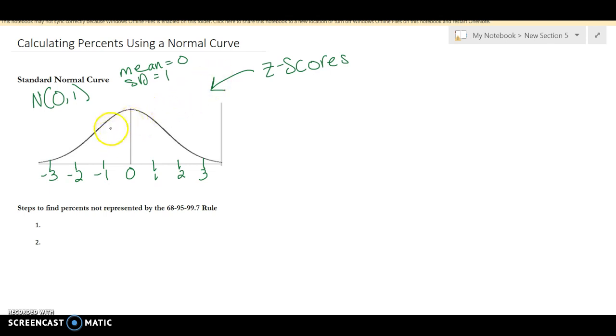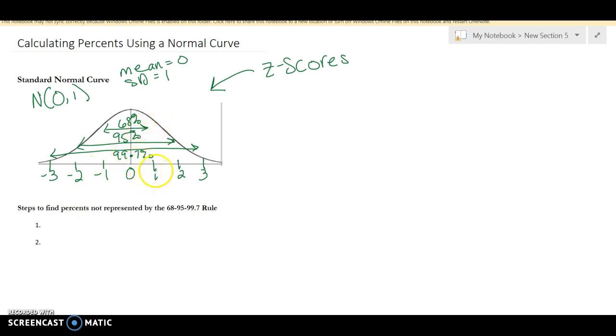So remember here, 1 deviation to the left and right gives you your 68%, and then 95%, and then 99.7%. If you haven't watched that other video, you might want to before you go on with this, because otherwise it's not going to really make sense.